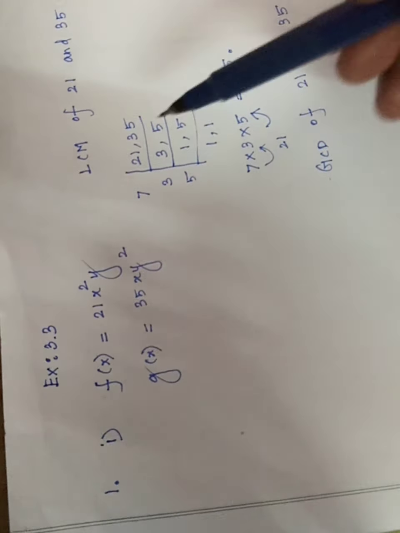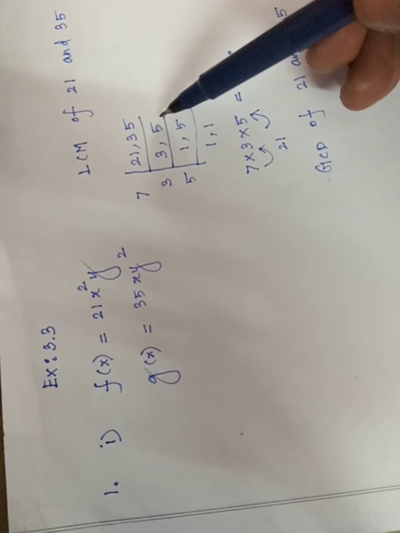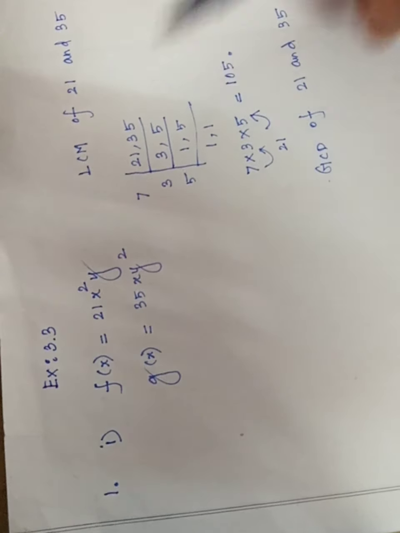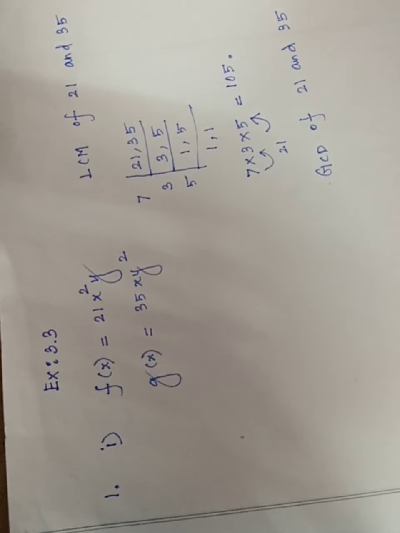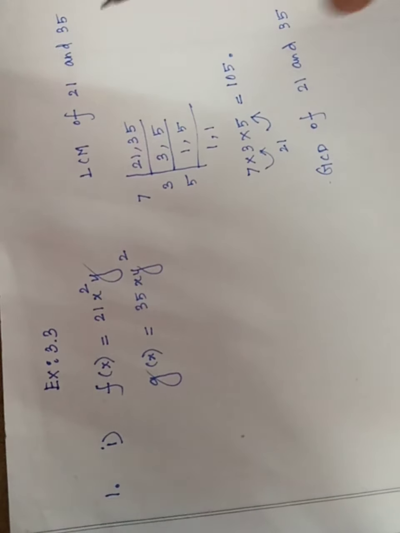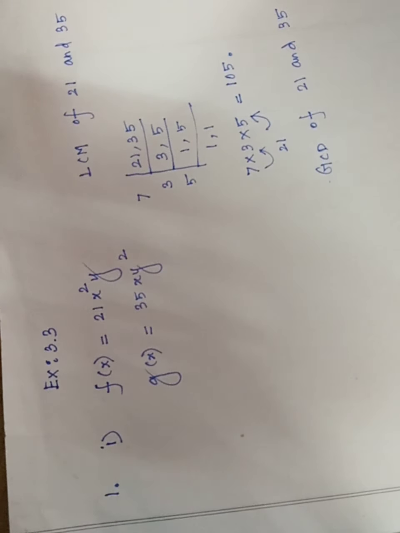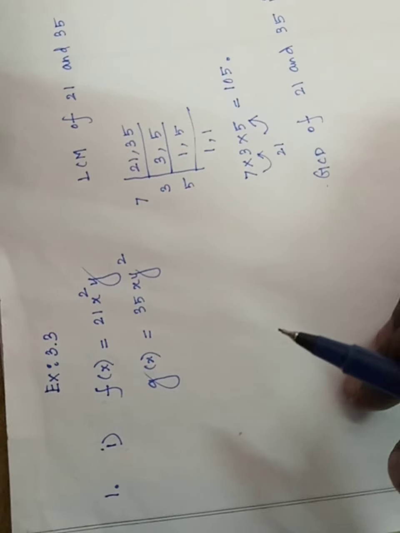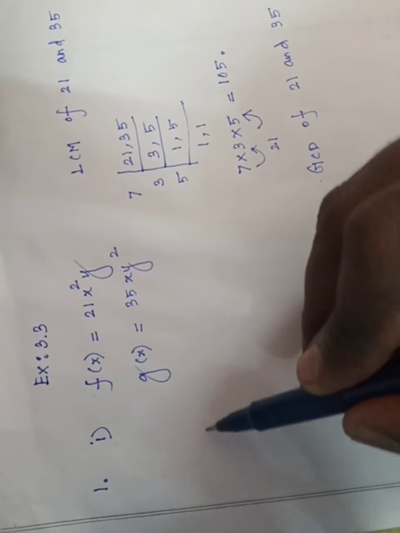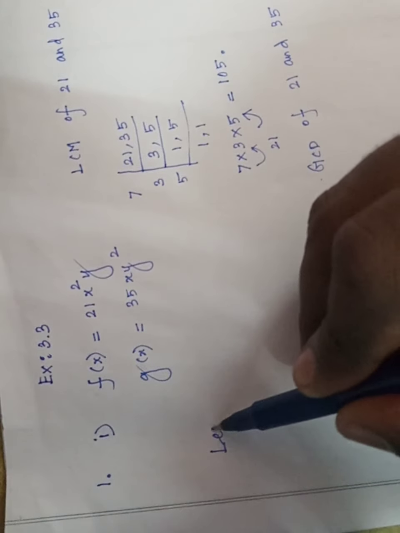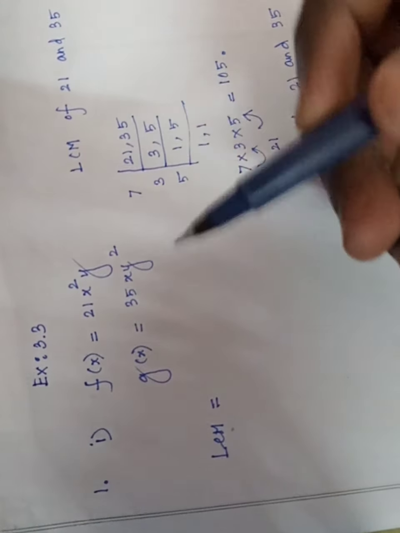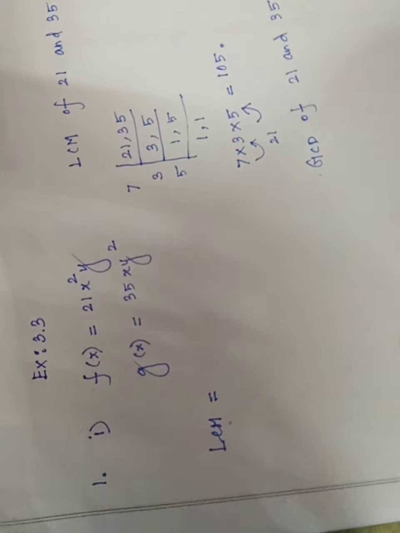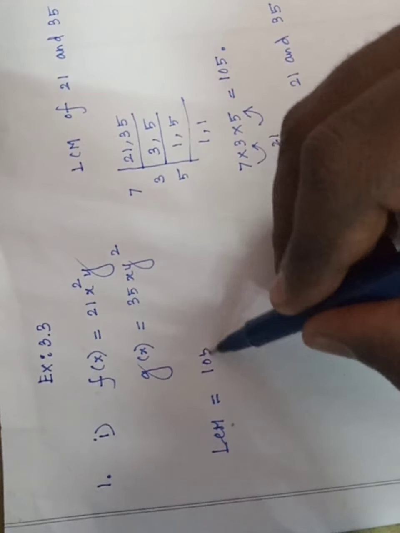I hope you understand. After this step we have 3 and 5. There is no common divisor. That's why we take GCD of 21 and 35 is 7. So we found LCM of 21 and 35 is 105, GCD of 21 and 35 is 7. So now LCM: 21 and 35 LCM we found, that is 105.